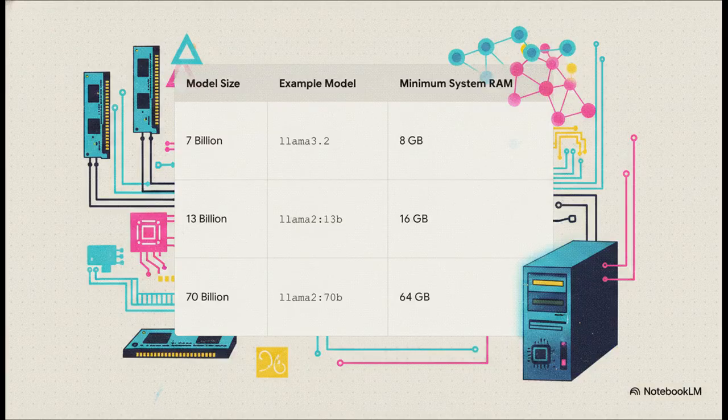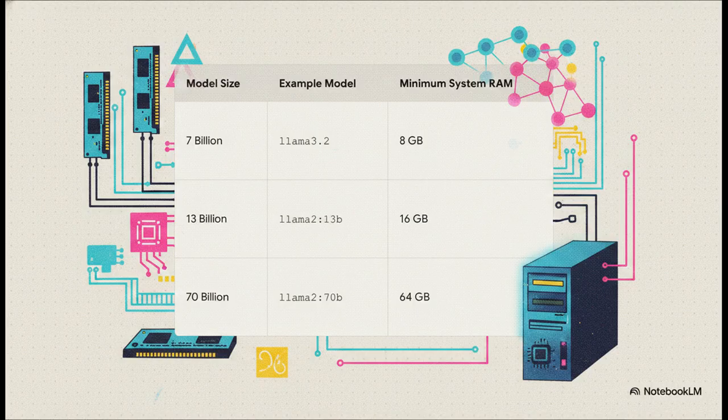This chart is basically your cheat sheet. If you've got 8 gigs of RAM, awesome. The 7B models are your best friend, and they are incredibly capable. If you're working with 16 gigs, you can step up to the 13B models for even more power. And as you can see, those truly giant 70B models, yeah, those are really for beastly machines with 64 gigs of RAM or more.